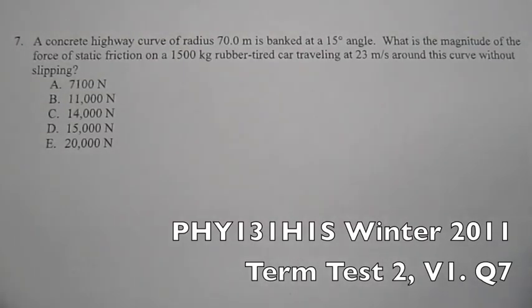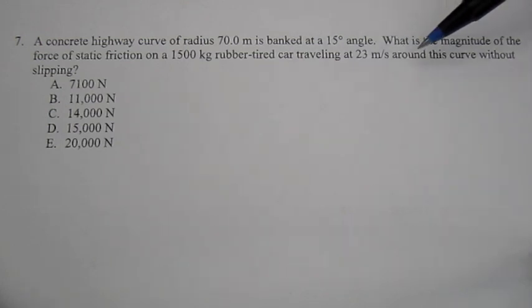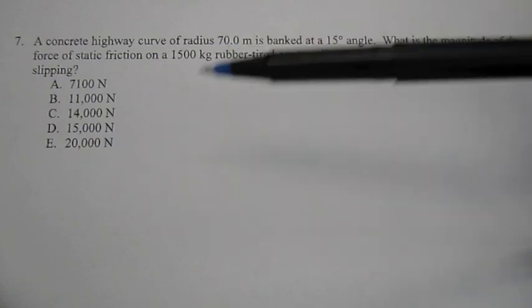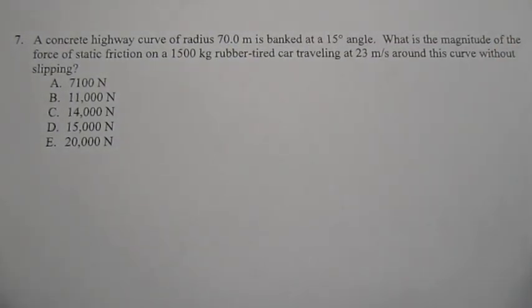A concrete highway curve of radius 70 meters is banked at a 15-degree angle. What is the magnitude of the force of static friction on a 1,500 kilogram rubber-tired car traveling at 23 meters per second around this curve without slipping? And answers ranging from 7,000 up to 20,000 newtons.